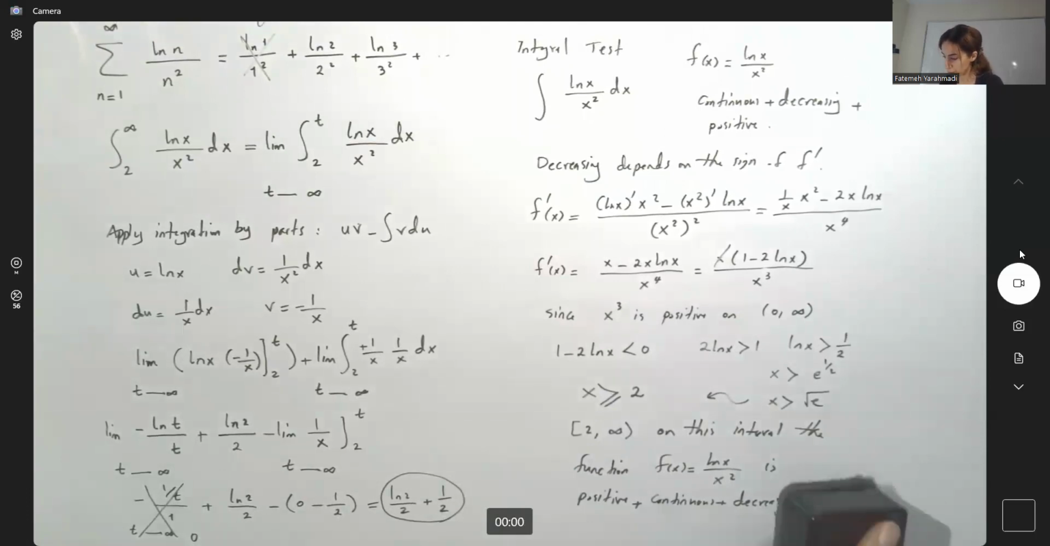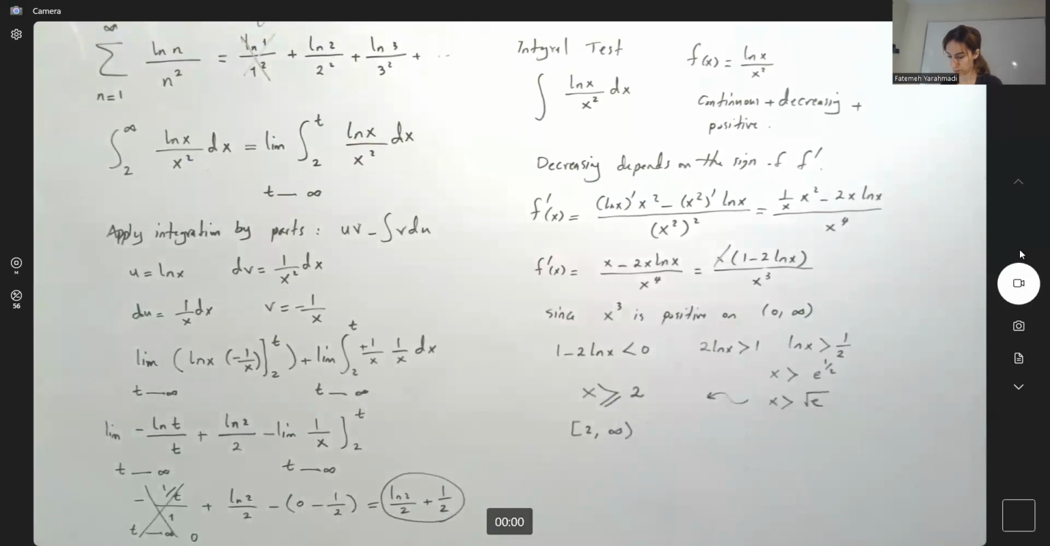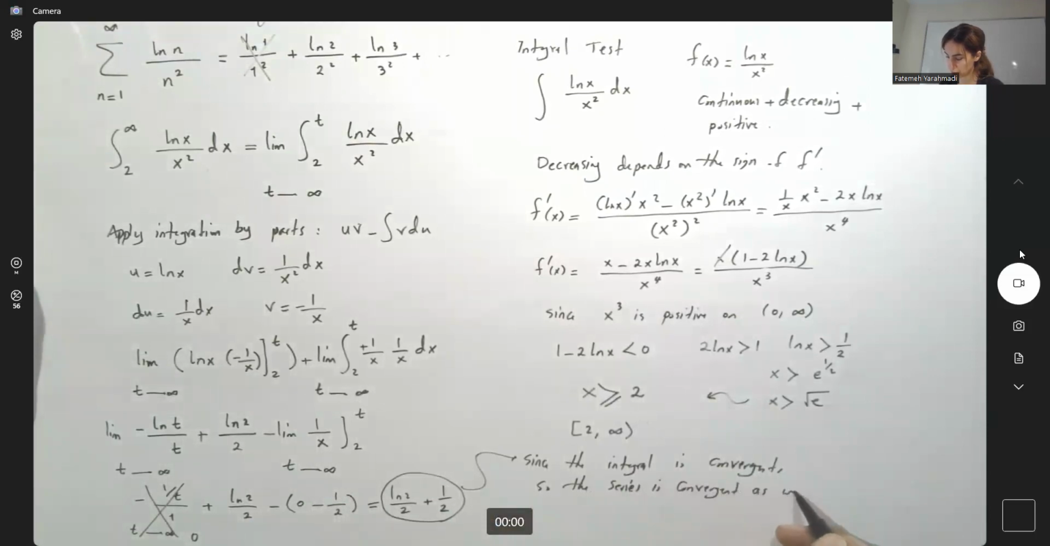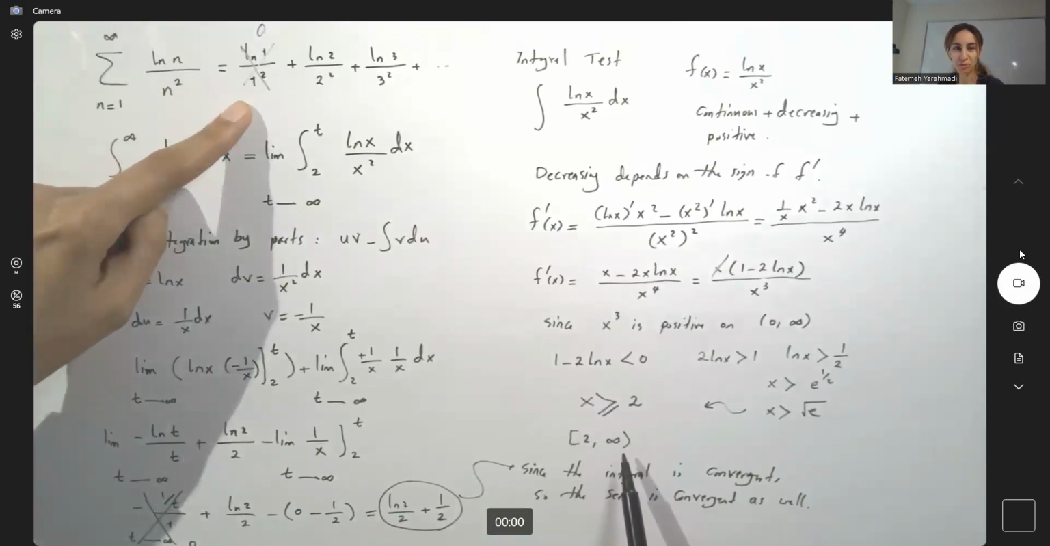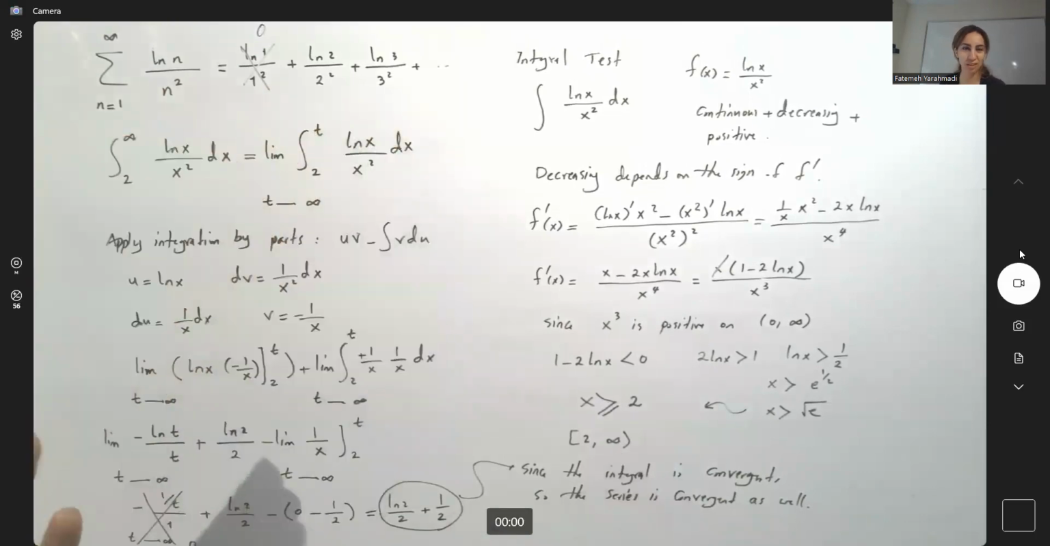Let me just erase this part of the board. Since the integral is convergent, the series is convergent as well. Again, the interval over which this function is continuous, decreasing, and positive is 2 to positive infinity, and basically if you plug in 1, you get the very first term 0. So you can basically say that, hey, I can ignore some finite terms of the series, and just take a look at the series as it goes to infinity.